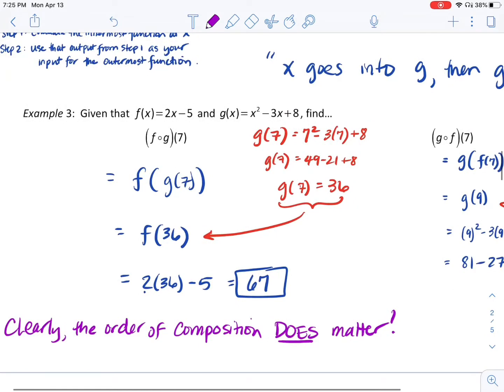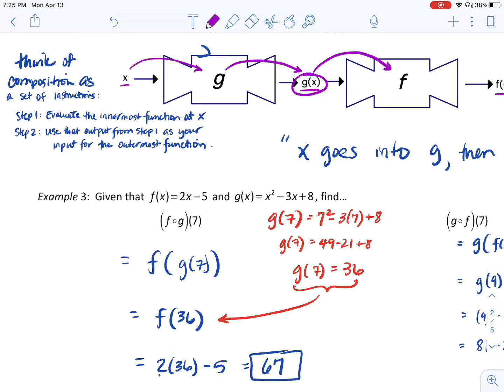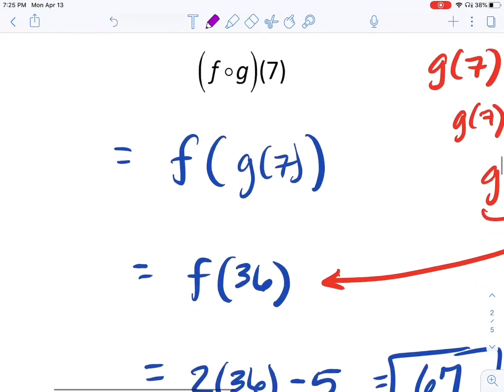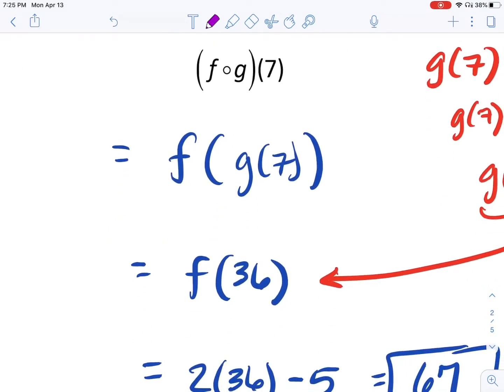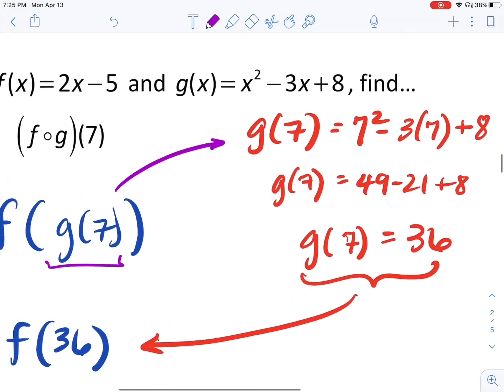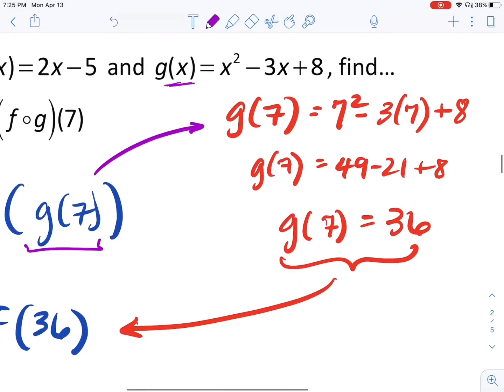So what might this look like as an example? Given that f of x is equal to 2x minus 5 and g of x is equal to x squared minus 3x plus 8, f of g of 7 can be found by first thinking about this in terms of the definition of function composition, that this is f of g of 7. If I want to find what f of g of 7 is, I first need to find what g of 7 is, and that's what this aside is over here. Well, g of 7 is, plug the 7 into this defined g of x here, and once I simplify, I end up with g of 7 being 36.